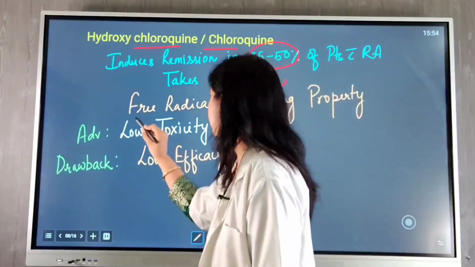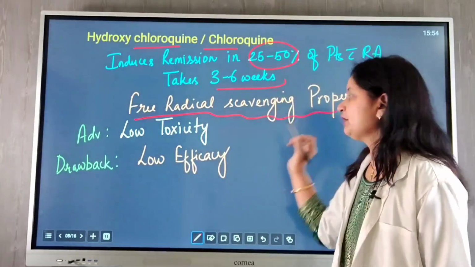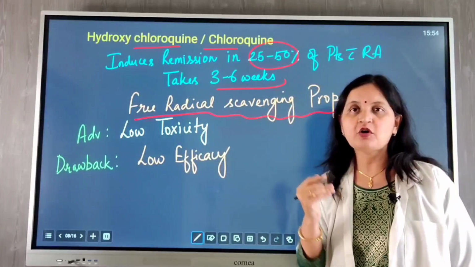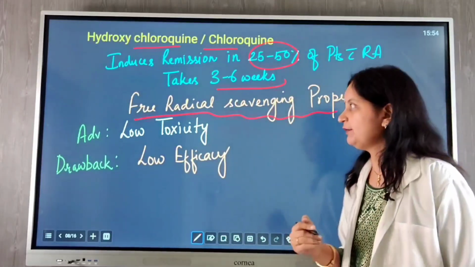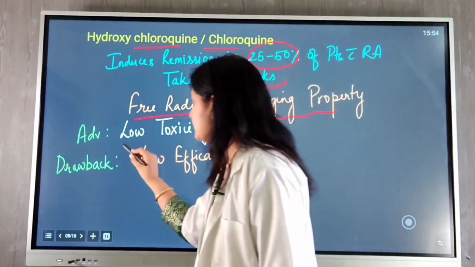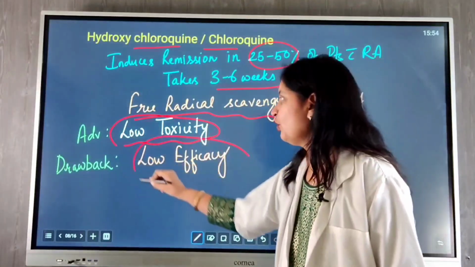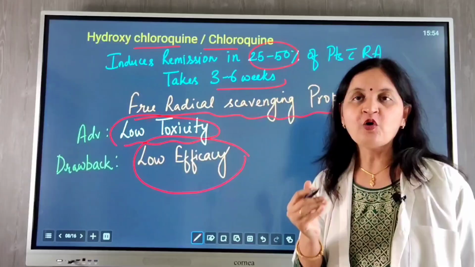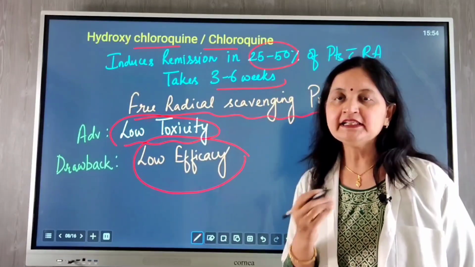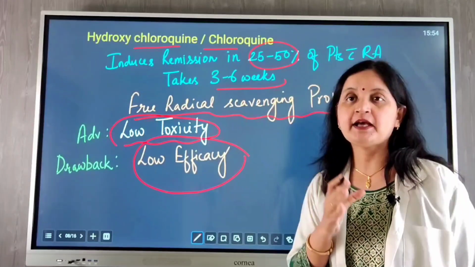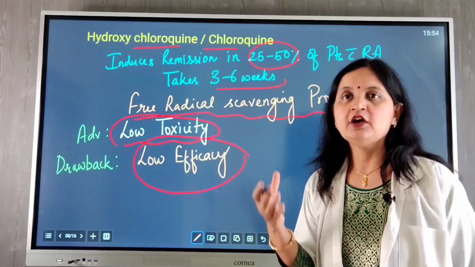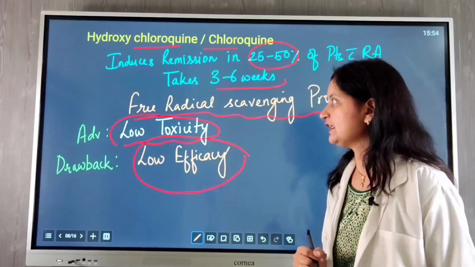And how does it act? The free radical scavenging property helps it to reduce the oxidative stress, to reduce inflammation. Advantage is that it has low toxicity. Again, the drawback is that there is low efficacy. So it is a low efficacious drug used in milder cases of rheumatoid arthritis, or can be combined with methotrexate for the treatment of this disease.